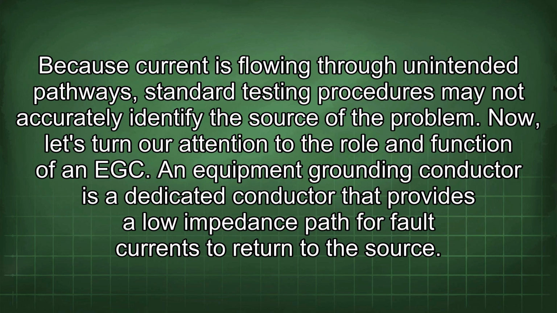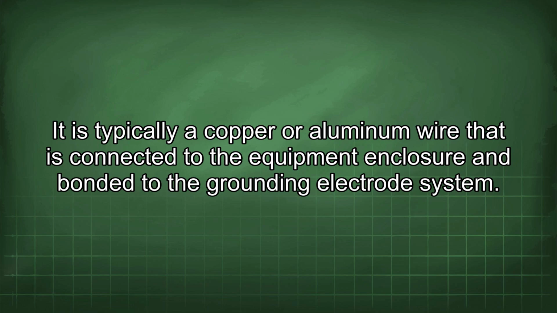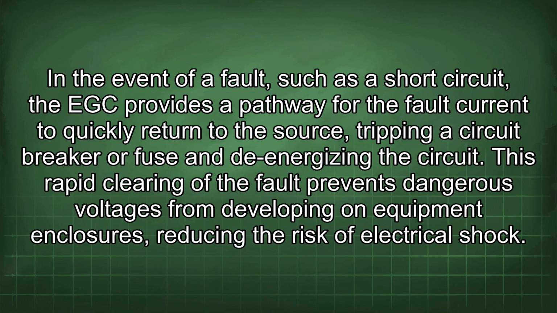Now, let's turn our attention to the role and function of an EGC. An equipment grounding conductor is a dedicated conductor that provides a low impedance path for fault currents to return to the source. It is typically a copper or aluminum wire that is connected to the equipment enclosure and bonded to the grounding electrode system. In the event of a fault, such as a short circuit, the EGC provides a pathway for the fault current to quickly return to the source, tripping a circuit breaker or fuse and de-energizing the circuit. This rapid clearing of the fault prevents dangerous voltages from developing on equipment enclosures, reducing the risk of electrical shock.